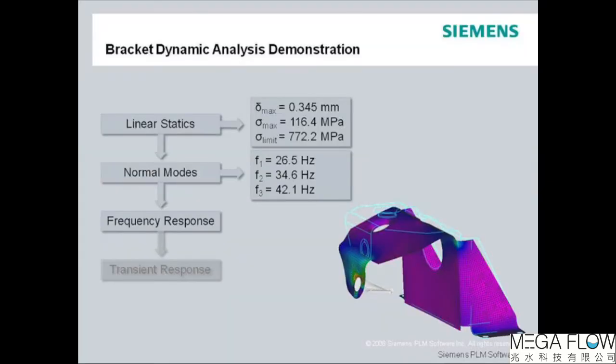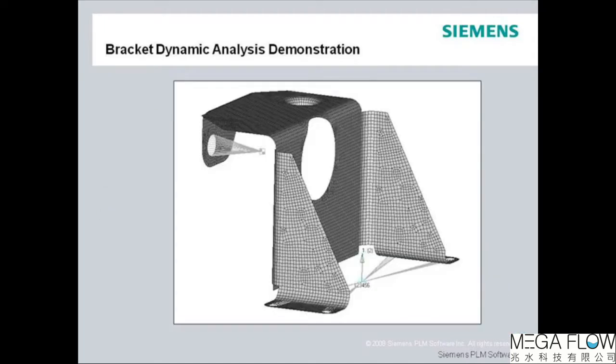This demo picks up from the previous linear statics and normal modes analysis and extends into an investigation of the dynamic behavior of the bracket model with a frequency response analysis. The bracket model is a sheet metal structure that is fixed at the base and has an electric motor attached. The motor is modeled using a mass element representing the mass of the motor attached to a node positioned at the motor center of gravity.